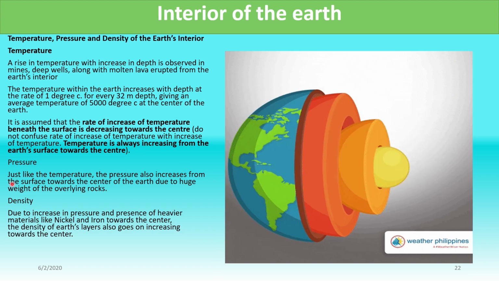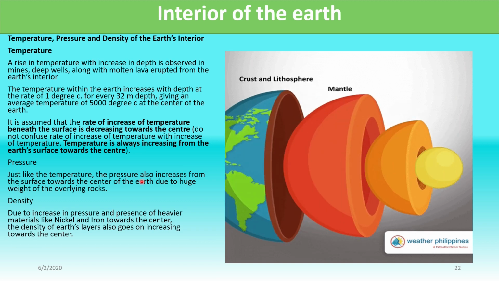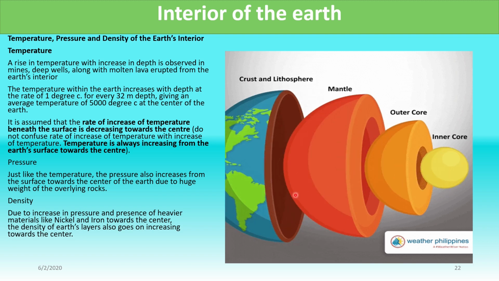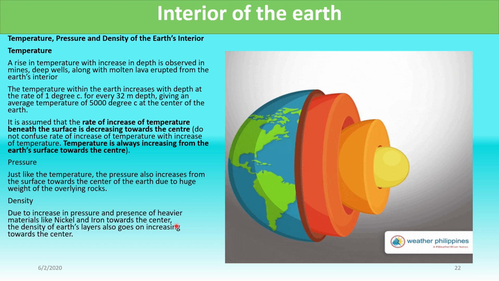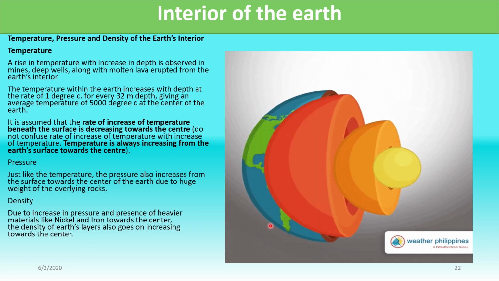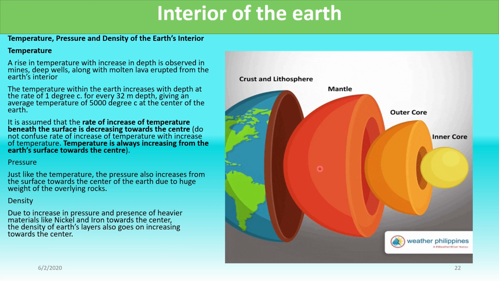Pressure. Just like temperature, the pressure also increases from the surface towards the center of the Earth due to the huge weight of overlying rocks. Density. Due to increased pressure and presence of heavier materials like nickel and iron towards the center, the density of this layer also goes on increasing towards the center.